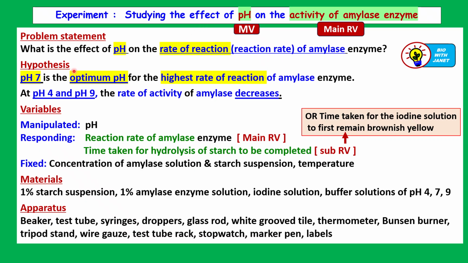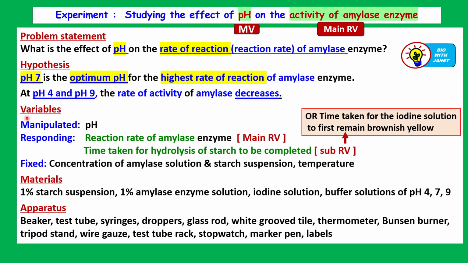Now, the hypothesis should have the MV and the main RV again and the right relationship. So pH 7 is the optimum pH for the highest rate of reaction of amylase enzyme. Here your MV is the pH, and the RV is the rate of reaction. The relationship is that pH 7 is the optimum pH, with the highest rate of reaction. We must also mention the other two pH used, which are pH 4 and pH 9. At these two pH, the rate of activity of the amylase decreases.